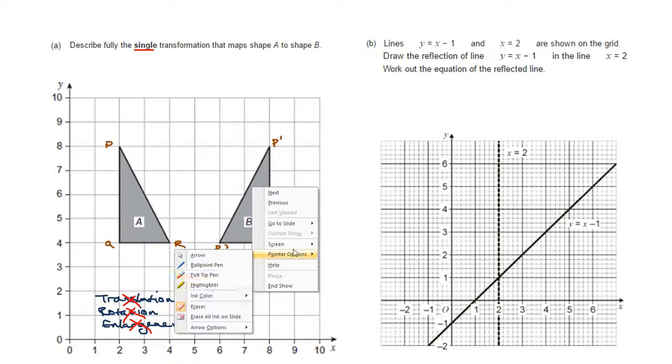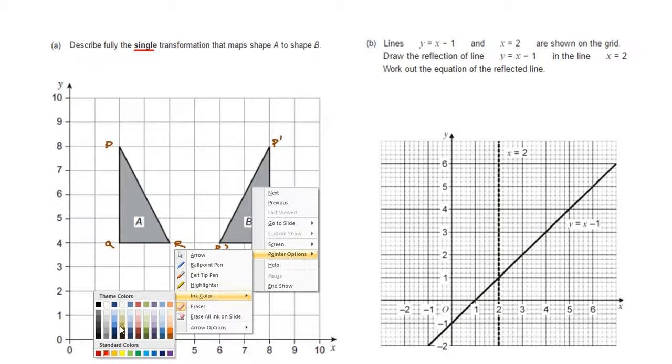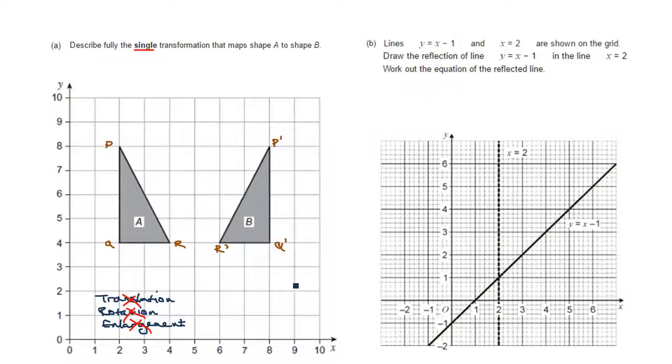Okay, so we're ready now to describe our transformation. So we are talking about a reflection, and what we need to know now is what is the line of reflection that reflects A to B? Well, the line of reflection is clearly in between the points here. In other words, if I draw a line from P to P prime, halfway along is going to be at this point here.